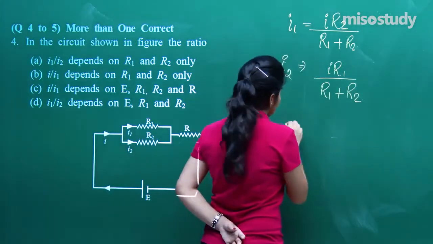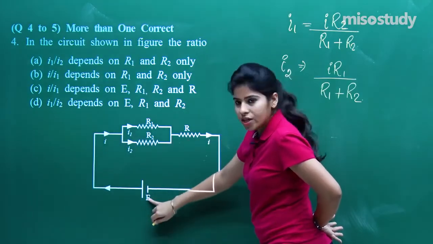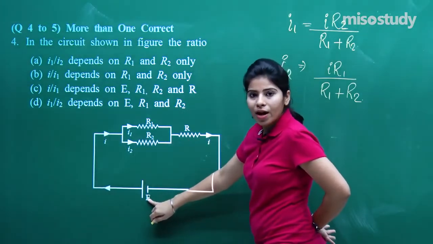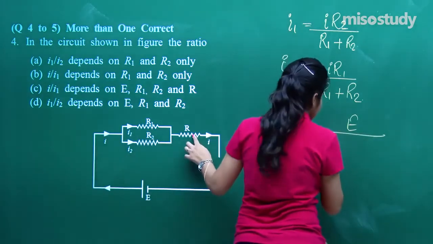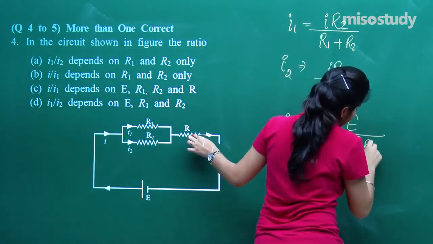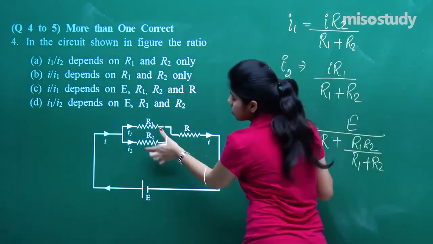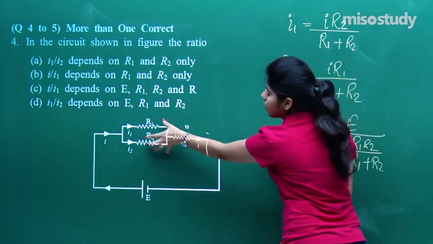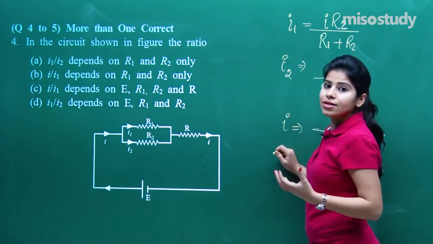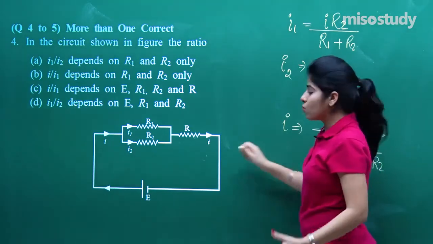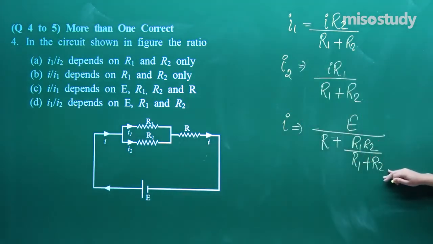If I have to find the total current, that will be I equals E upon R, that means I equals V by R. So E upon R plus R1 R2 upon R1 plus R2, because these two resistors are connected in parallel, and along with this, one resistor is connected in series with this combination. So my total current will look like this, right?